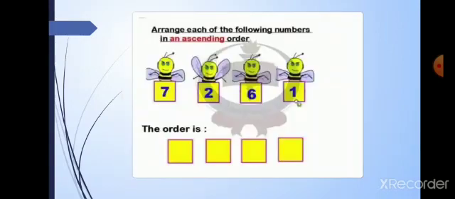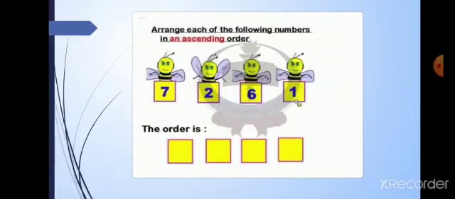Now there is one example. Arrange each of the following numbers in an ascending order. Now you can see 4 numbers here. These are 7, 2, 6, 1. These are mixed numbers. You have to arrange these numbers in ascending order. So ascending, A for ascending.